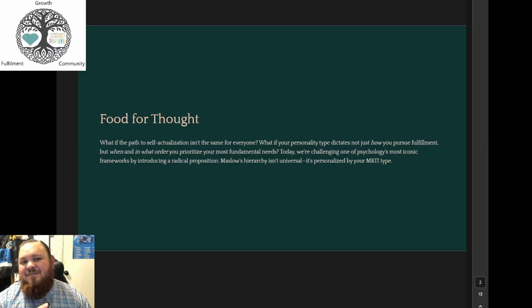What if the path to self-actualization, that is Maslow's peak hierarchy of need, isn't reached by everybody in the same way? What if, in fact, your personality type dictates how you find fulfillment and when and in what order your fundamental needs are achieved? This presentation is going to challenge the framework of Maslow's universality. In fact, we're going to say your personality type is going to create a personalized path to finding fulfillment and self-actualization.